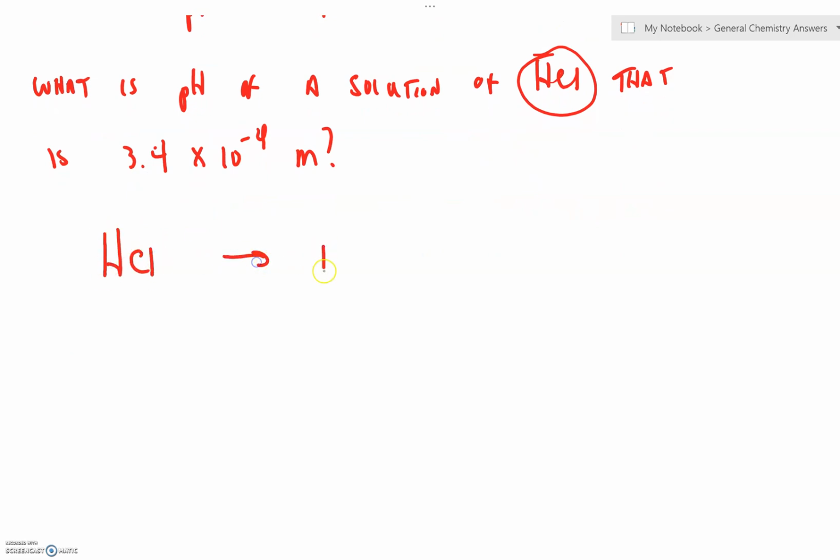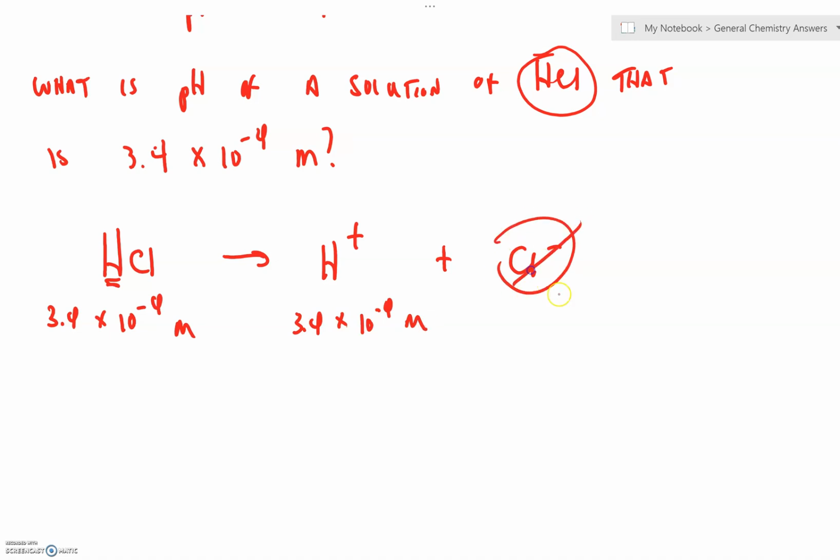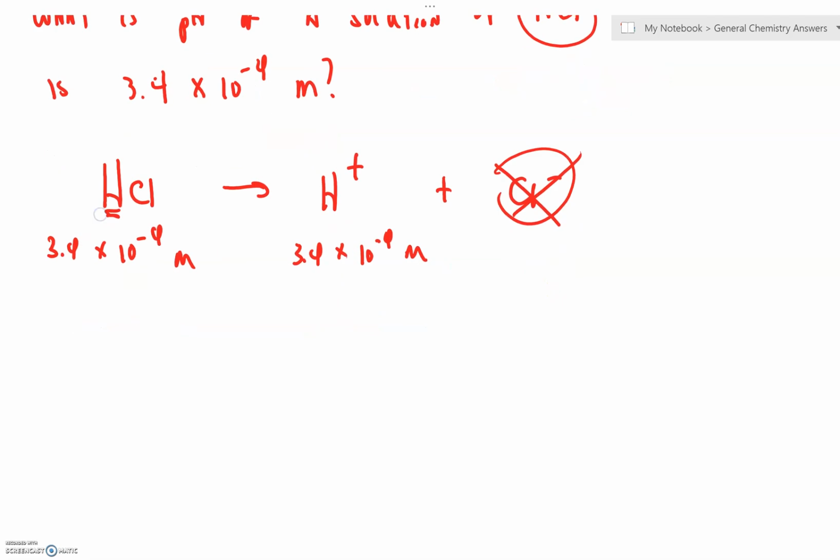I asked you all to practice your dissociation equations for a reason. You know that HCl, in this case 3.4 times 10 to the negative 4th molar, has 1 H+. That means when we put it into solution, we know exactly what the concentration of the H+ is. So we know that the H+ is equal to 3.4 times 10 to the negative 4 molar.